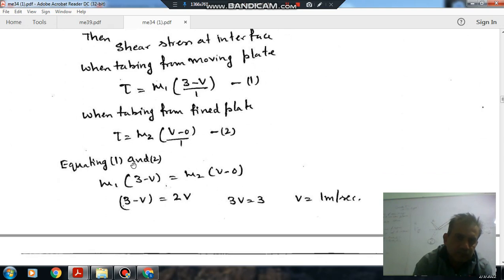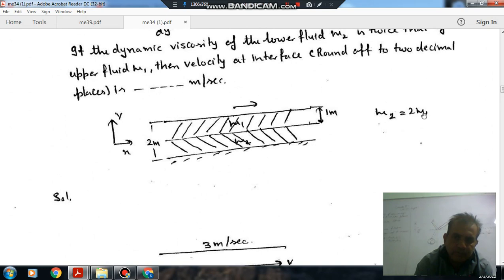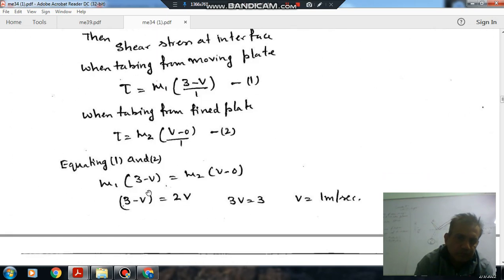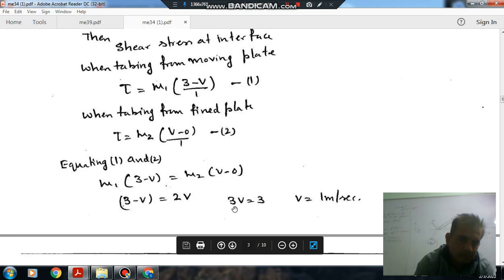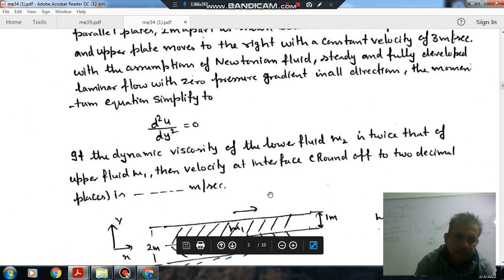So equating these two, and since mu2 by mu1 is 2, putting this value we get 3 minus V equal to 2V. So 3V is equal to 3, so V is 1 meter per second. So the velocity at the interface is 1 meter per second.